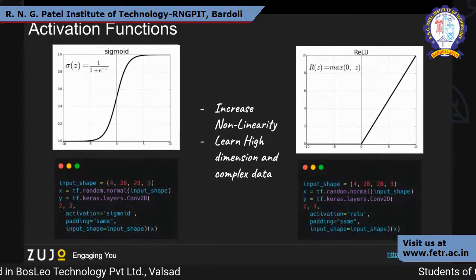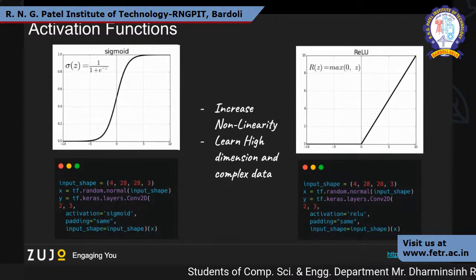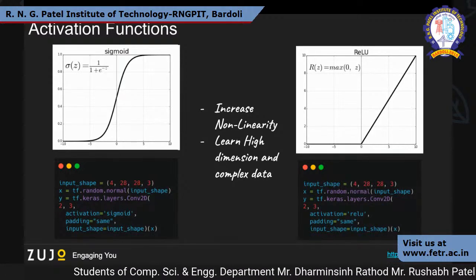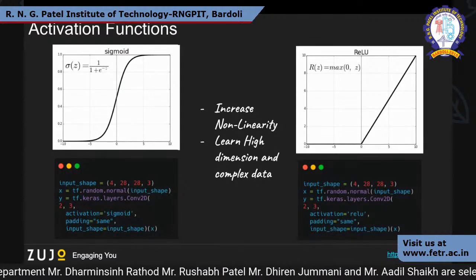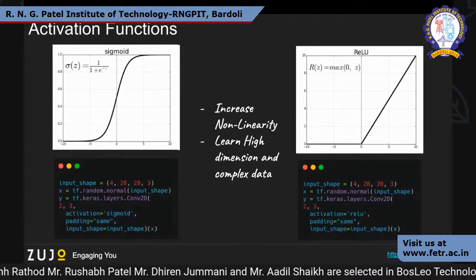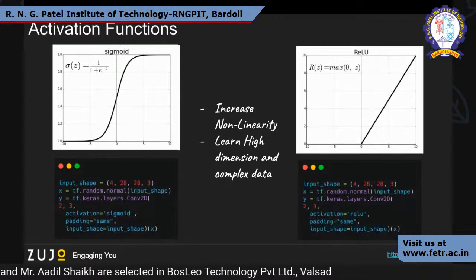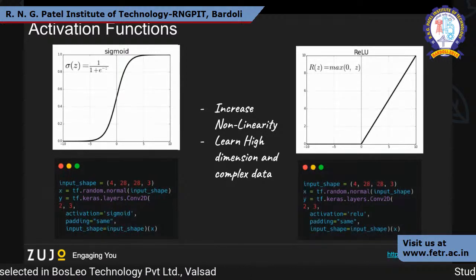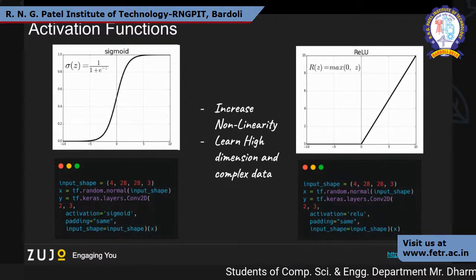So in the general case, it increases the non-linearity in your data. If your data has higher non-linearity, your algorithm can learn more from it. That is why we are putting the activation function over there.